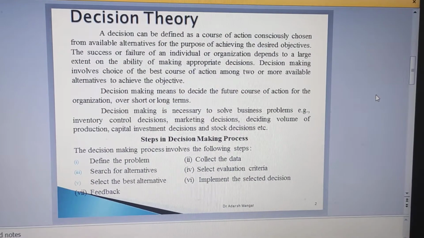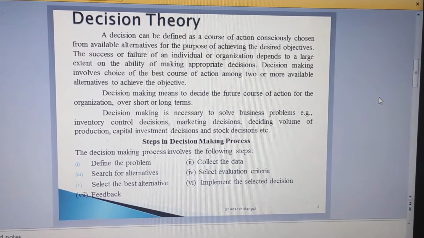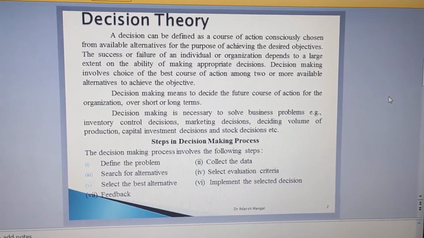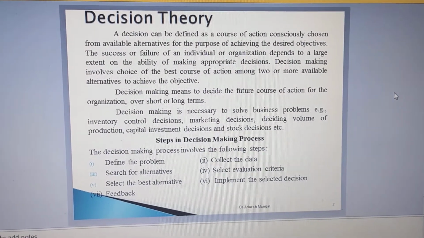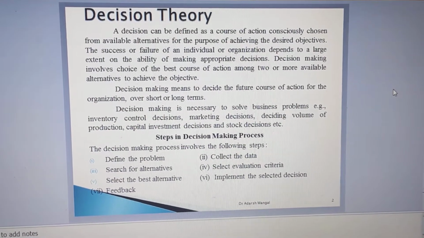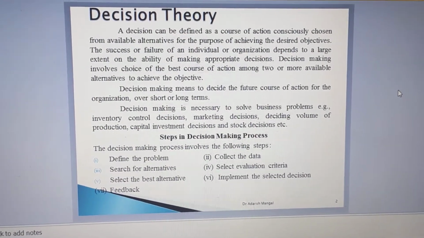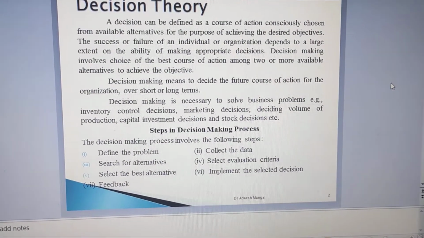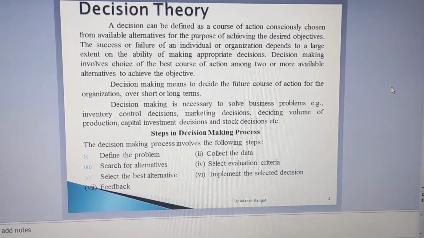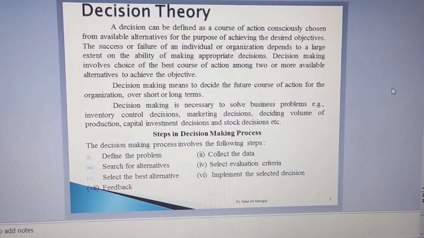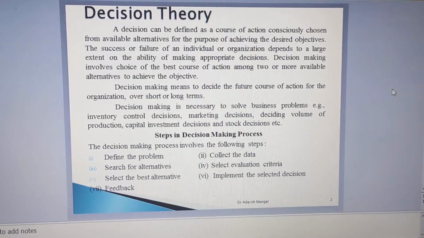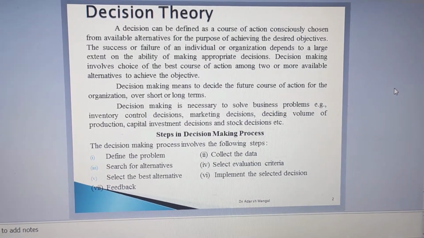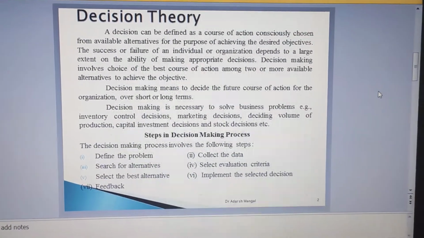Now, what are the steps in the decision making process? The decision making process involves the following steps. First one is define the problem. What is the problem of the organization or manufacturing firm concerned? Secondly, you have to collect the data. You have to search for the alternatives to take decisions. You have to select evaluation criteria, select the best alternative, implement the selected decision, and last one is feedback.